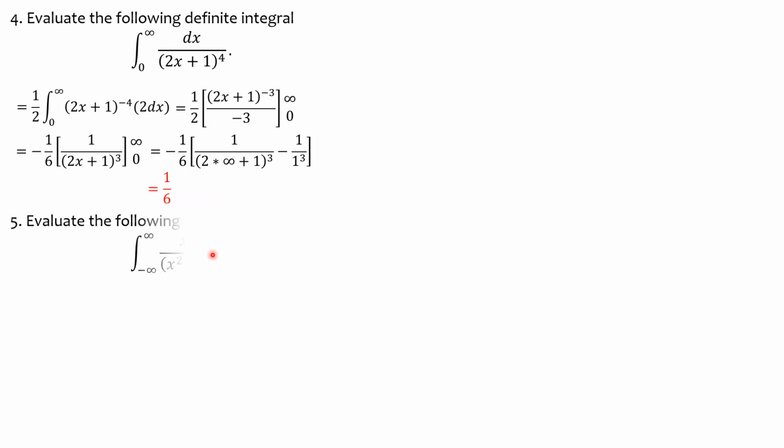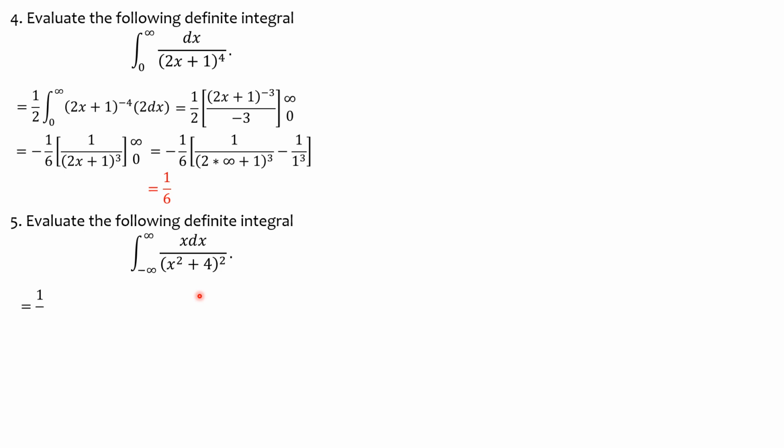Problem 5. Evaluate the following definite integral. Integral from negative infinity to positive infinity of x dx over quantity x squared plus 4 squared. So again, I'll transform this into quantity x squared plus 4 to the negative 2. The differential of the quantity inside the parentheses is 2x dx. There is already x dx here.